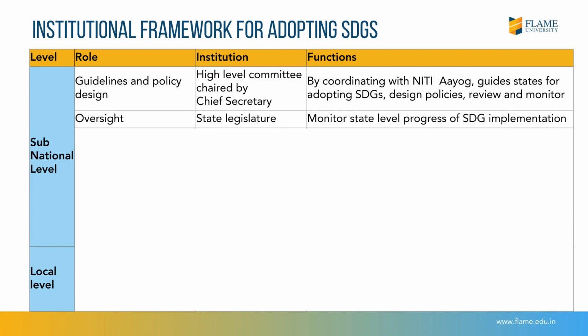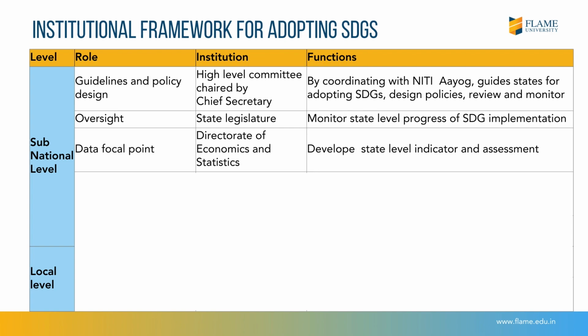Now let's look at the state level. The state level committee, which is chaired by the chief secretary in coordination with Niti Aayog, provides state level guidelines and policies, and from time to time it also reviews them and monitors the progress. The respective state legislature provides oversight of the state's progress in achieving the Sustainable Development Goals. The Director of Economics and Statistics collects timely and reliable data, and tracks state-specific progress on SDG indicators by preparing periodic reports.